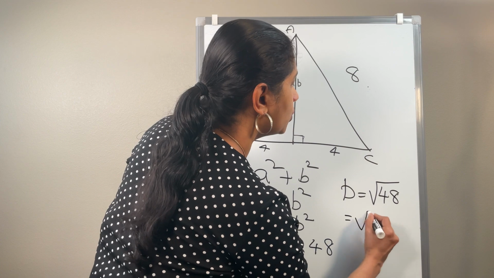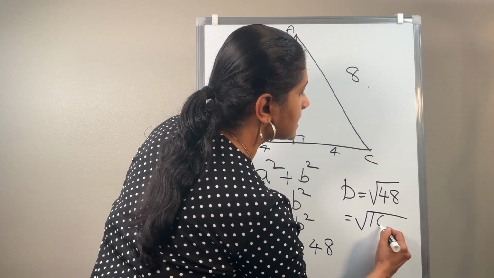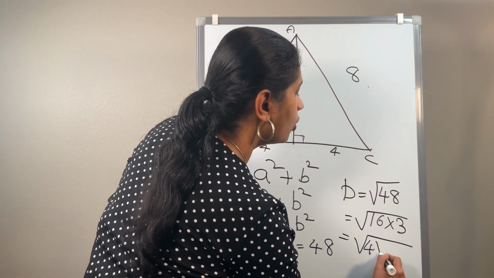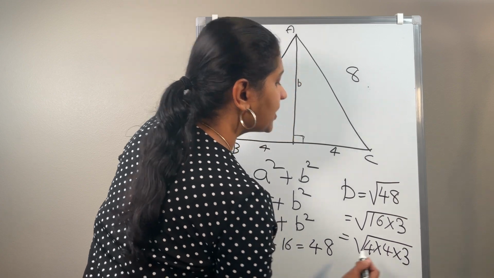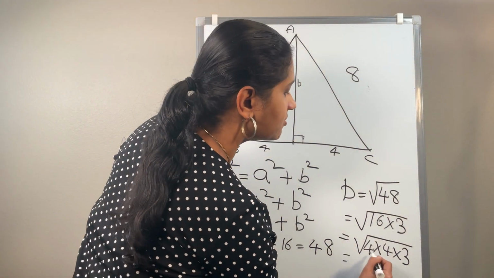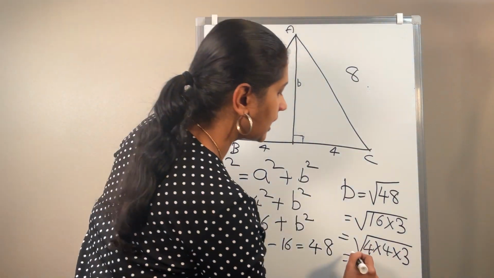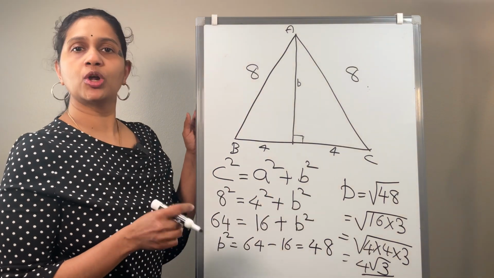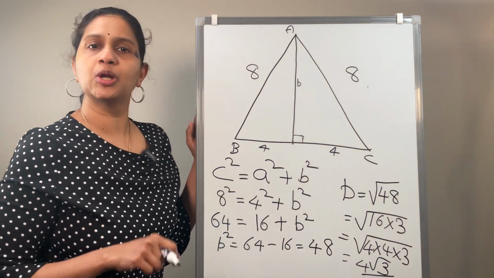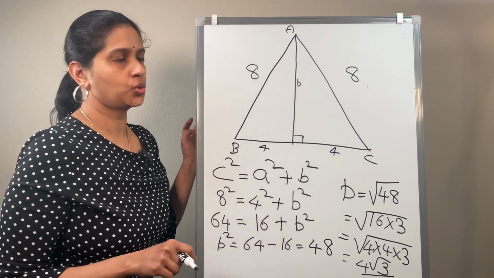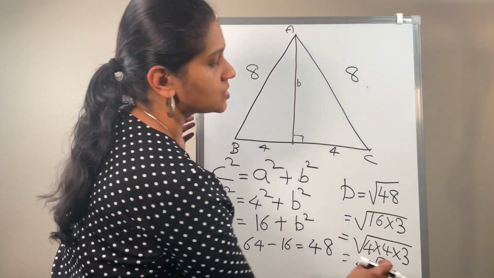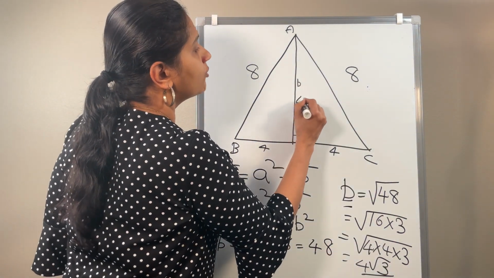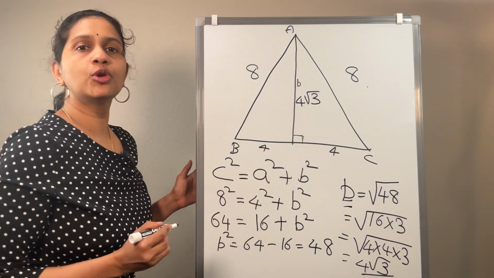What is root of 48? 48 can be written as 16 times 3. Again, 16 can be written as 4 times 4 times 3. As you know, according to the square root concept, when two 4s are inside, one 4 can go out. So 4 root 3. If you are not sure of the square root, I have already uploaded a video and have provided a link in the description below. You can check it out for square roots. So here root 48 is going to be 4 root 3. So what is the height? You have found it out, which is 4 root 3. This is how you will find the height.